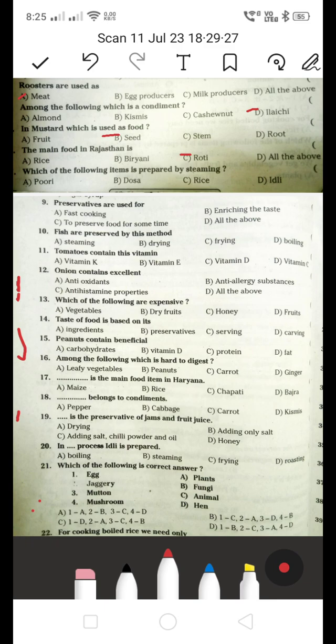Which of the following items is prepared by steaming? Which food do we prepare by steaming: A puri, B dosa, C rice, or D idli? Which is the right answer? It's what we prepare by steaming: idli. Idli is the right answer.